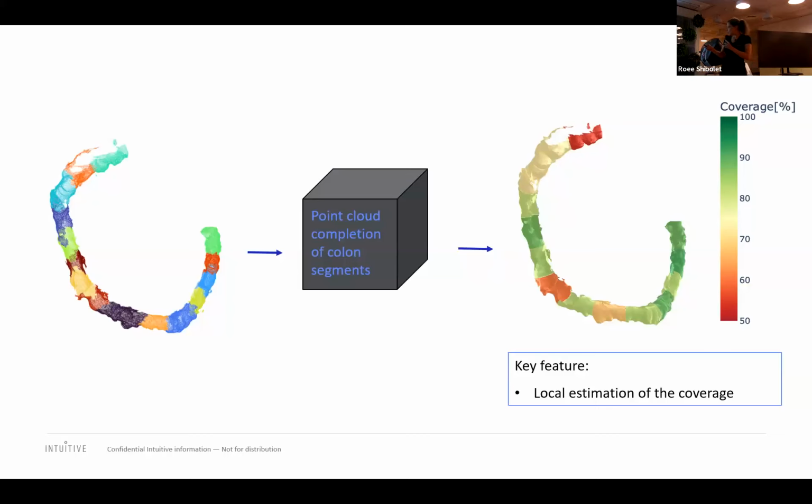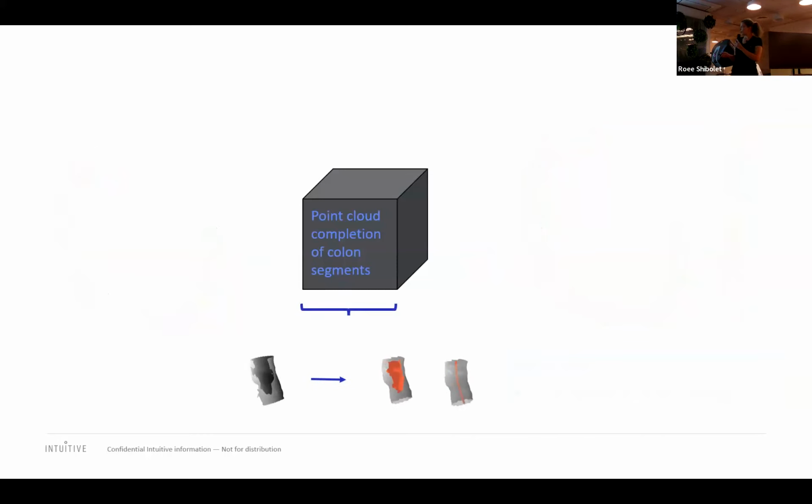So it's important for us to have a local estimation of the coverage, and for this it is crucial to have segments that are well defined, that don't overlap, and that have a consistent length. So we do need the center line. And because of this, we decided that our point cloud completion network will not only try to estimate the missing surface, but also estimate the center line at the same time.